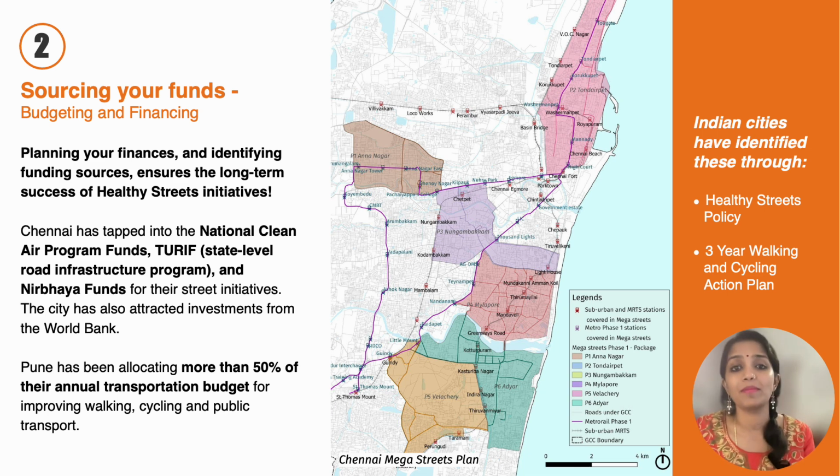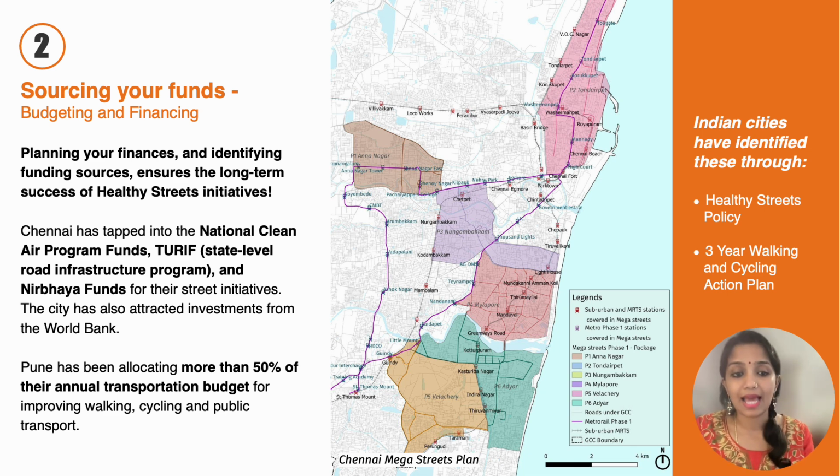on transforming their streets. They ensured that these budgets were allocated on a yearly basis to make sure that the streets are continuously improved. As the World Bank also approached the city for improving mobility, the city ensured that there were investments from the World Bank that also went into the scale up of these streets.